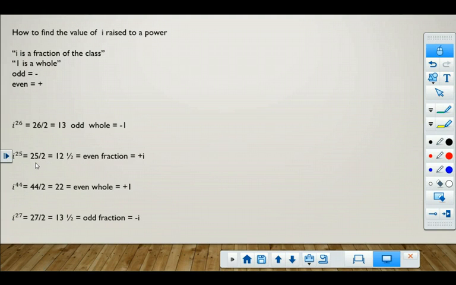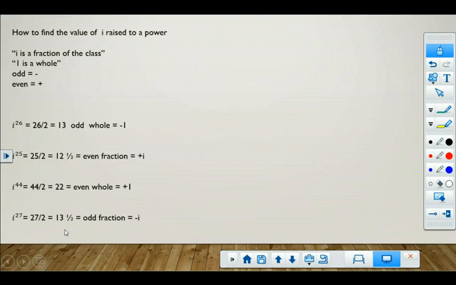So what about i to the 25? Well, 25 divided by 2 is 12 and a half. Well, what is 12 and a half? Is that a fraction or a whole number? It's a fraction, so your answer is going to be i. Is 12 odd or even? So it's positive i.